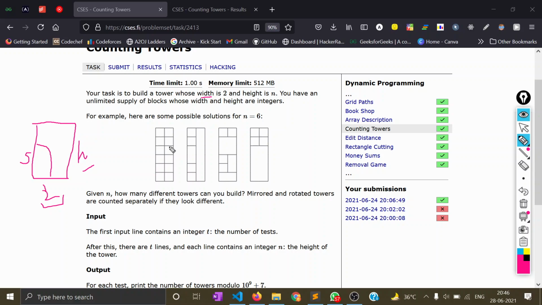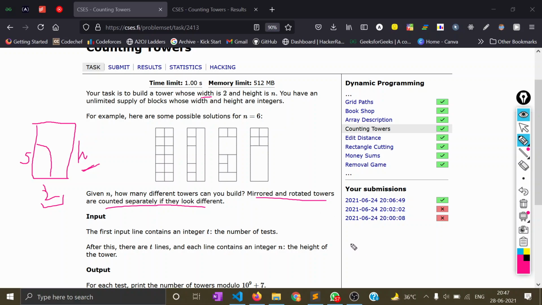And we can have our height be as large as needed. That's a simple, obvious observation. We can have a width of either 1 or 2 in any of the blocks. So given h, or n, how many different towers can be built? We have to find the number of towers we can build by placing different types of blocks. And mirrored and rotated towers are counted separately if they look different.